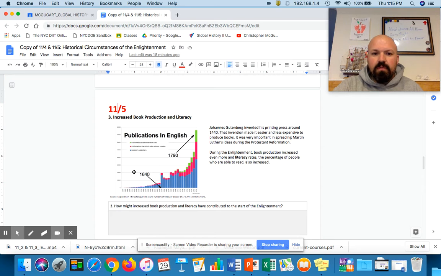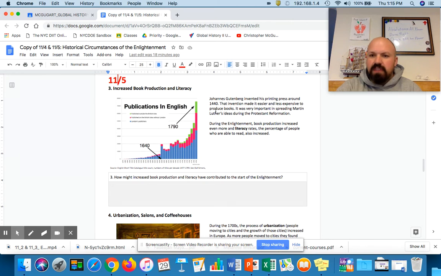So with more publications, more books out there, so does the literacy rate. The more books, the more people that can learn how to read. And that is a huge, huge thing. Education is key to making changes around the world or whatever we want.